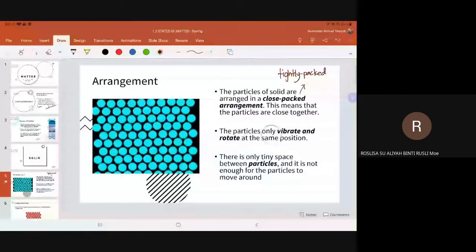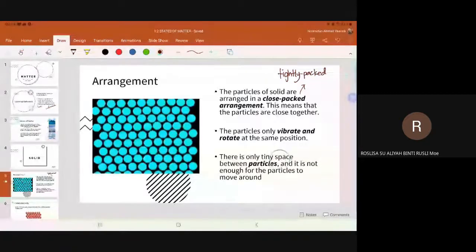The particles can only vibrate and rotate at the same position. So dia tak boleh nak pergi tempat lain. Okay, it cannot go to a different position. Contohnya yang ini, yang saya tunjuk ni, kalau kamu tengok dekat saya punya cursor tu, dia tak boleh pergi atas sebab tak ada jalan untuk dia pergi. Okay, so it can only move slightly around at its own place, at its own position. Dia boleh bergetar dan dia juga boleh berpusing, berputar, bergetar dan berputar.